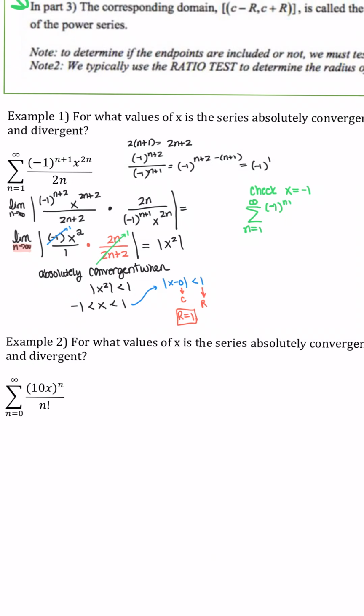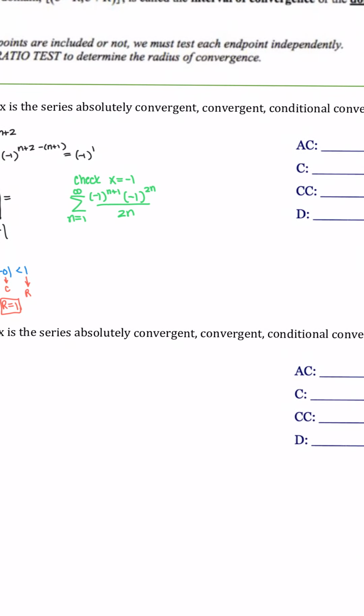I'll have negative 1 to the n plus 1, and then negative 1 to the 2n all over 2n. So notice I'm just subbing in right for x. So now consider what this is. If I have negative 1 to the 2n, well, think about this. This is always just going to be 1, because 2n will always be even, and so negative 1 raised to an even power will always be 1.